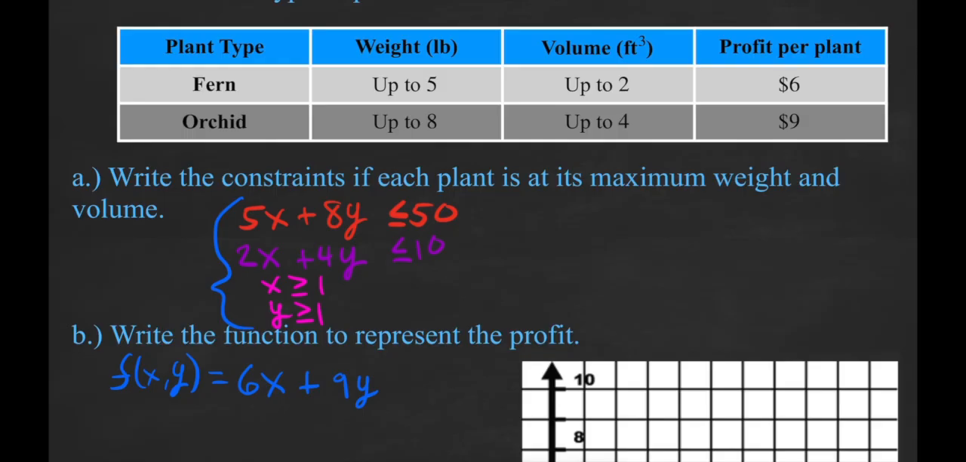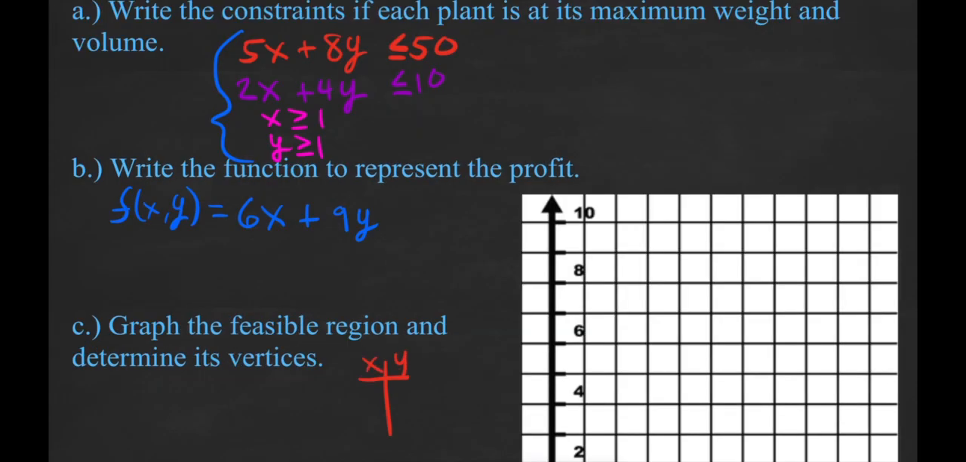If we want to graph this, let's go ahead and start by making our table for our x's and y's. We're going to start off with our red inequality. If we choose x to be 10, we would end up with 50 plus 8y less than or equal to 50. Subtract by 50, we end up with 8y less than or equal to 0, so y is less than or equal to 0. So in other words, y will be 0 in this case.